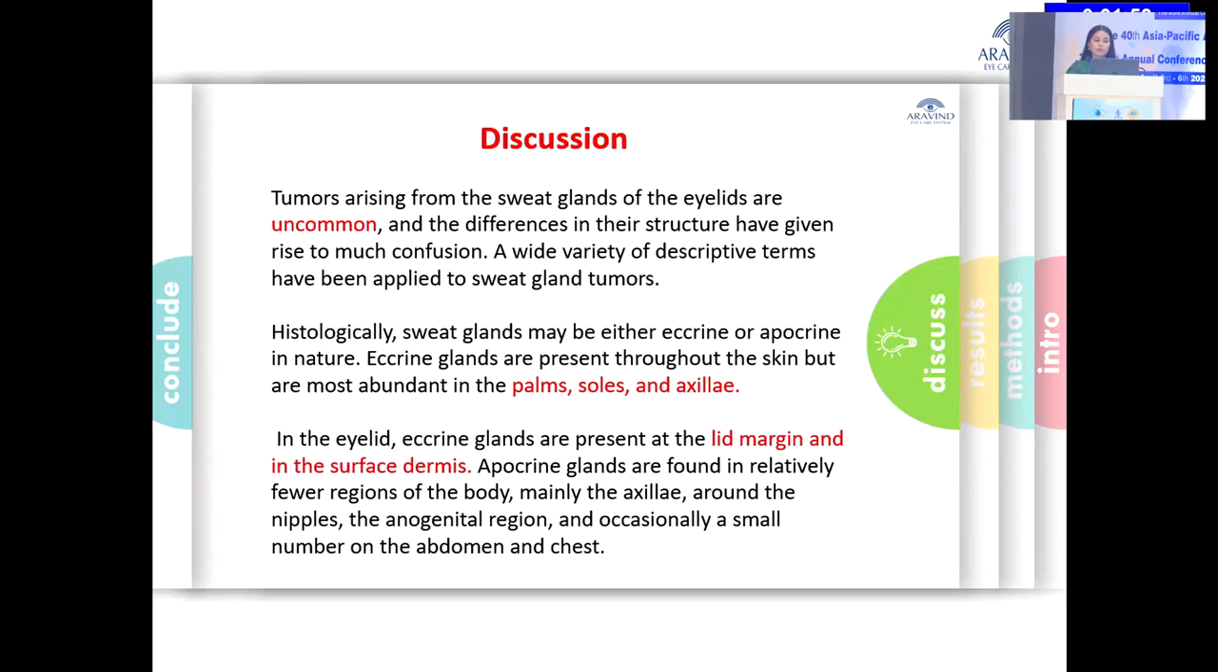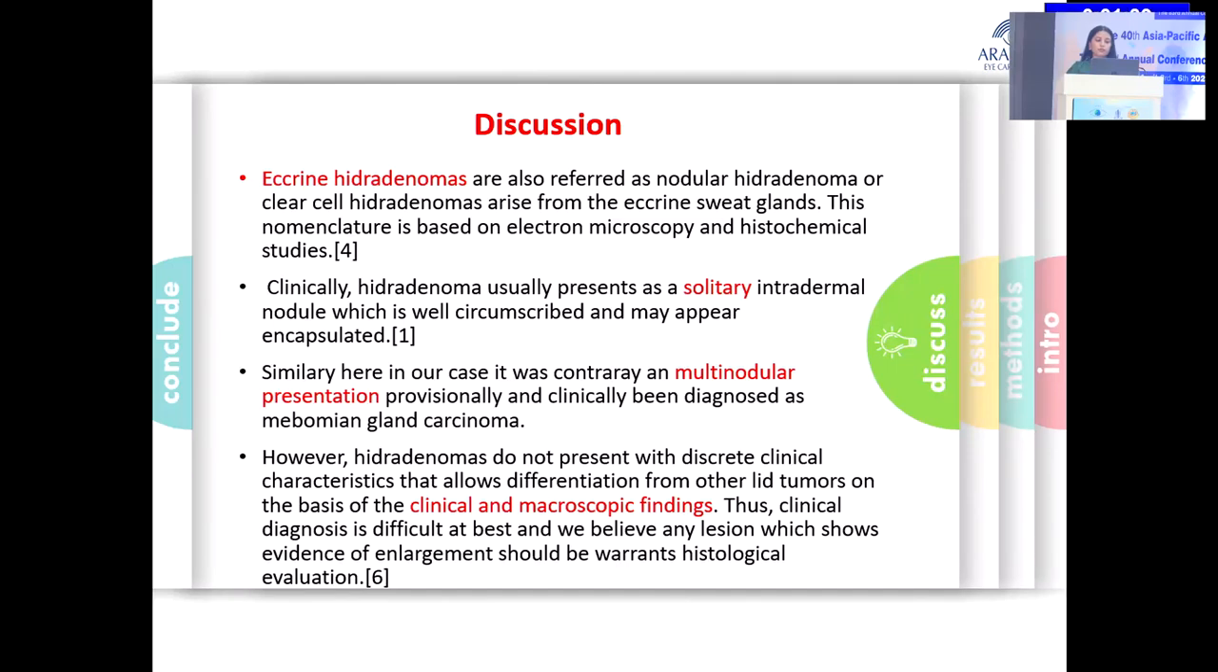Eccrine glands are present throughout the skin but are most abundant in the palms, soles and axilla. In the eyelid, eccrine glands are present in the lid margin and in the surface of the dermis. Eccrine hydradenomas are also referred to as nodular hydradenomas or clear cell hydradenomas arising from the eccrine sweat glands. This nomenclature is based on electron microscopy and histochemical studies. Clinically, they usually present as a solitary intradermal nodule, which is well circumscribed and may appear encapsulated. Similarly, here the case is a multinodular presentation.